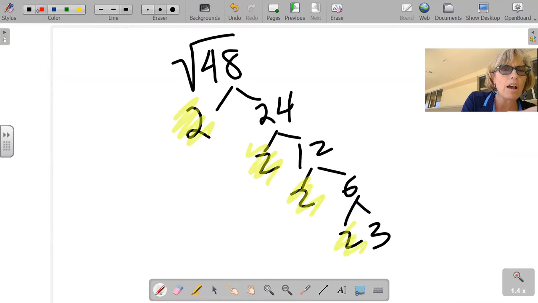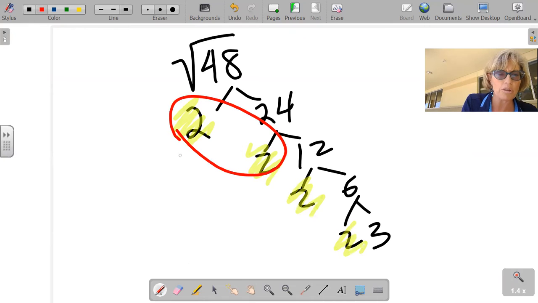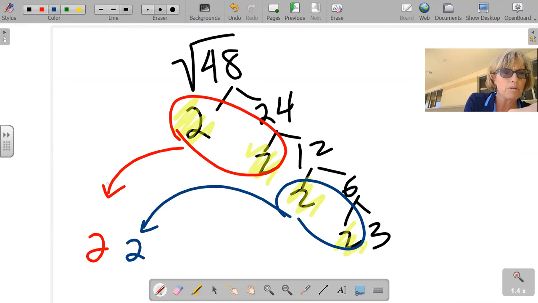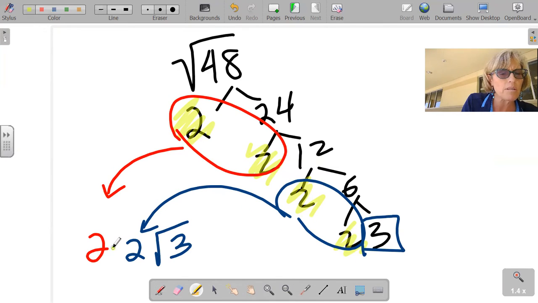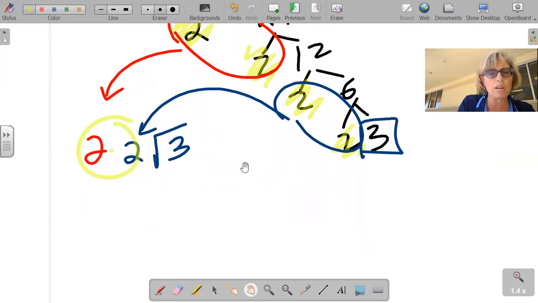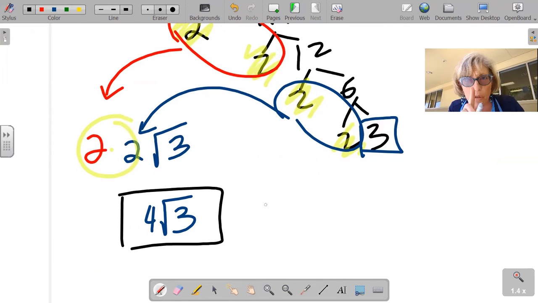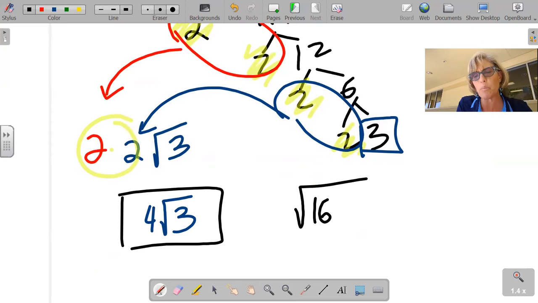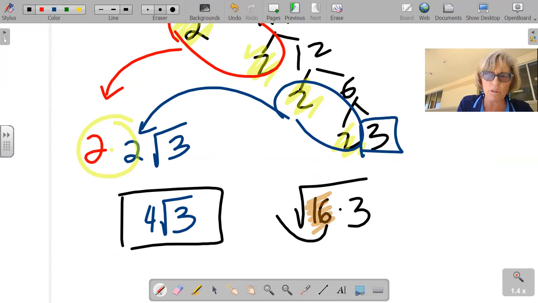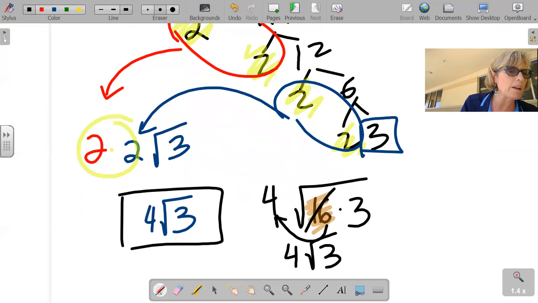And in this case, I have 2 sets of 2s. So a set of 2 comes out. Another set of 2 comes out. No date, stays home. And these outer ones multiply. So the correct answer here is going to be 4 root 3. Another way you could have looked at this is there is a perfect square inside that, and that is simply 16 times 3. And if you're a perfect square, you get to get out of the radical like that, 4 root 3.